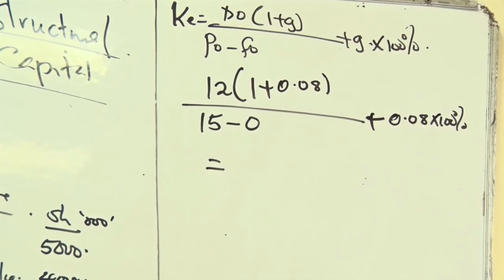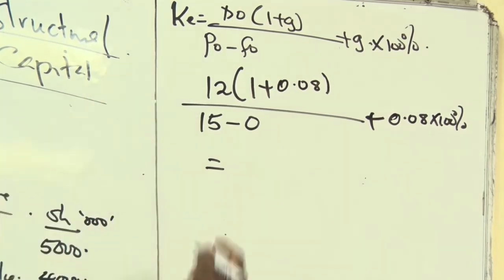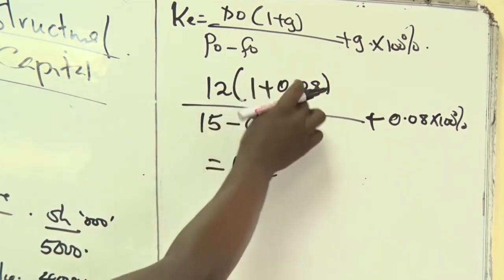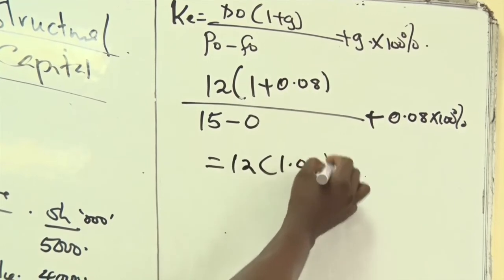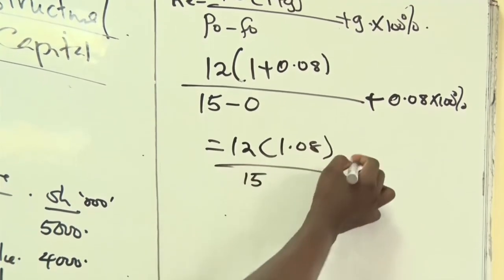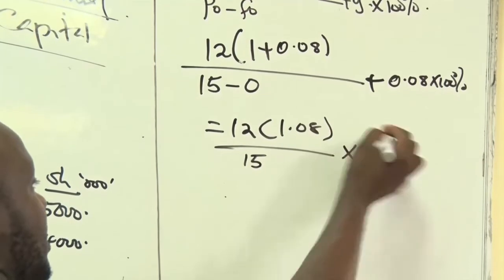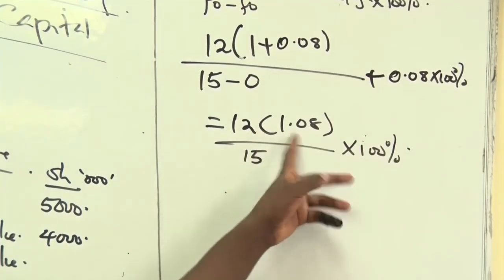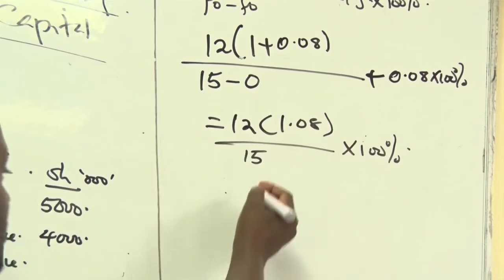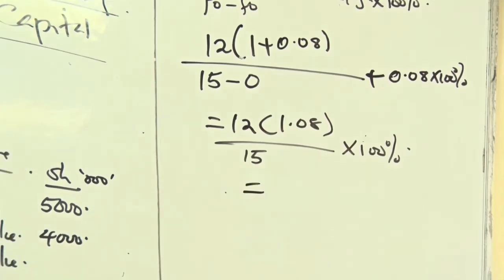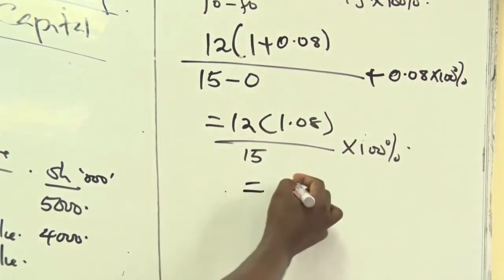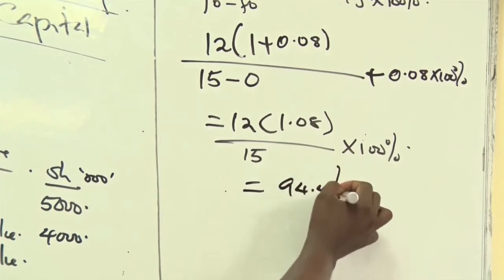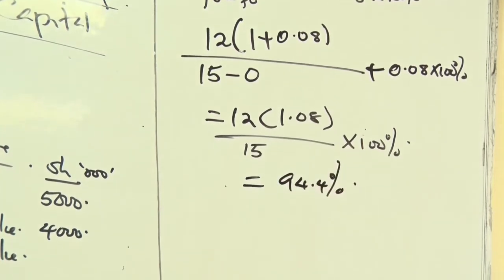You take your calculator, for example, and say this is 12 into 1 plus 0.08, the same as 1.08, all over 15, times 100%. BODMAS comes in here now. You need to multiply the bracket first. So at the end, your end result, you will get 94.4%.